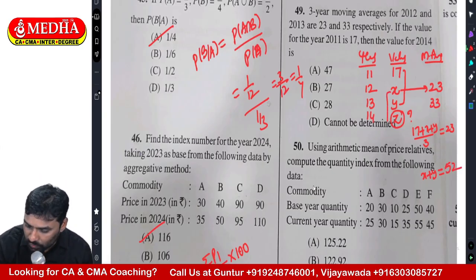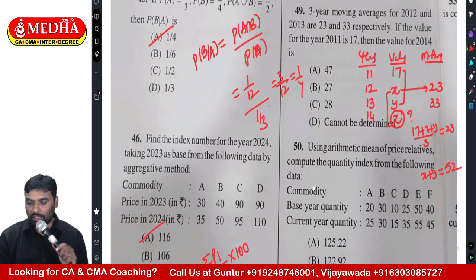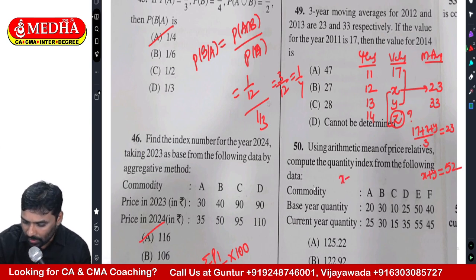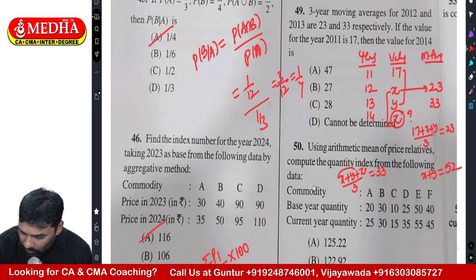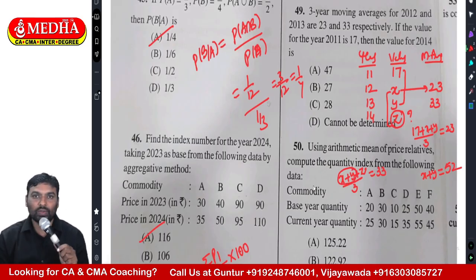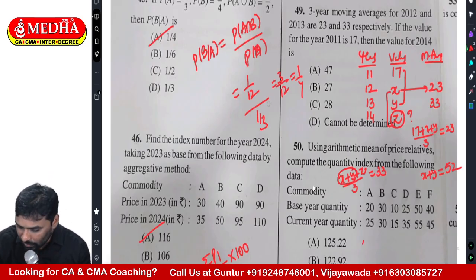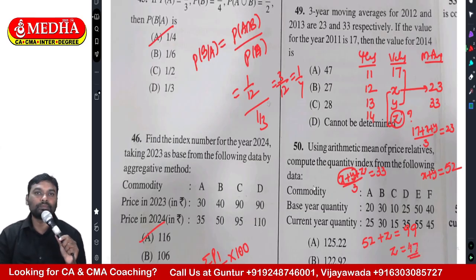Next take 3 years moving averages. For x, y, z, what do we write? x plus y plus z divided by 3 is equal to 33. Here in place of x plus y, write this 52 value. That is 52 plus z is equal to 99. Then z is equal to 47. Then correct option is A.